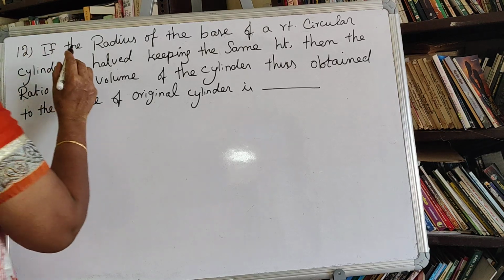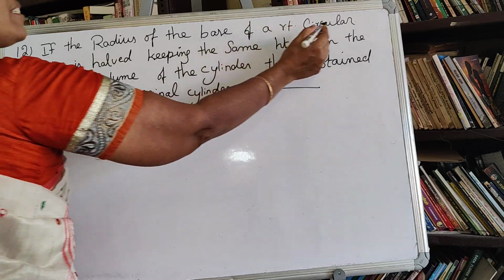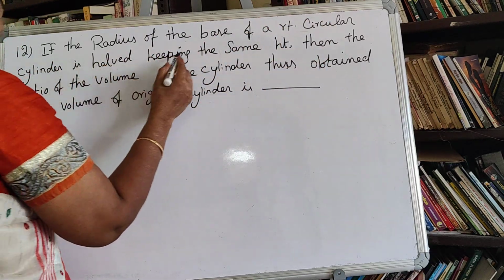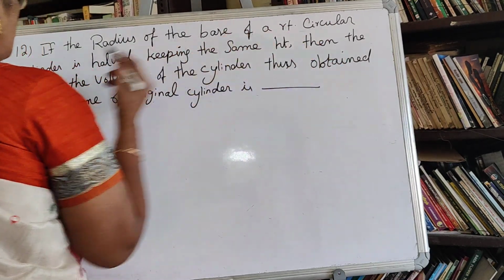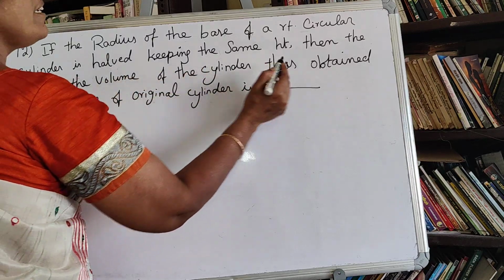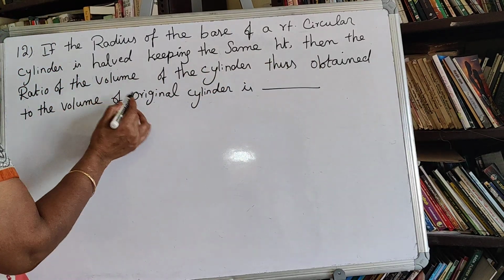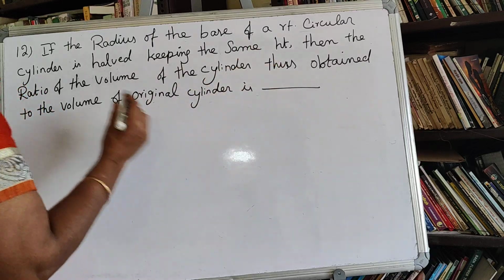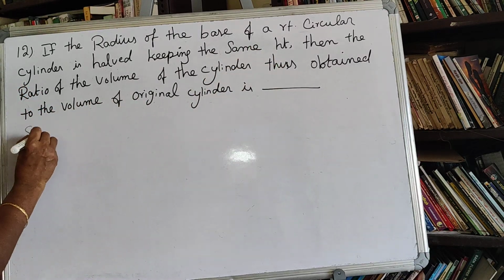Today, 12th question. If the radius of the base of a right circular cylinder is halved keeping the same height, then the ratio of the volume of the cylinder thus obtained to the volume of the original cylinder is dash. This is the question. Now, solution.